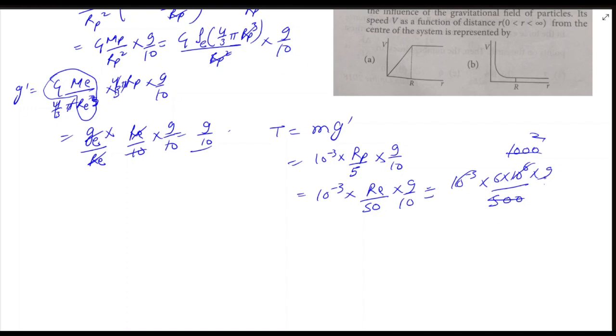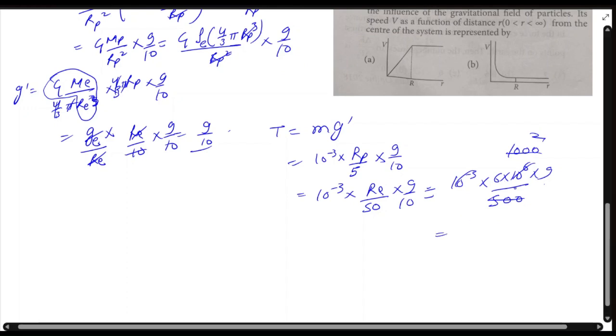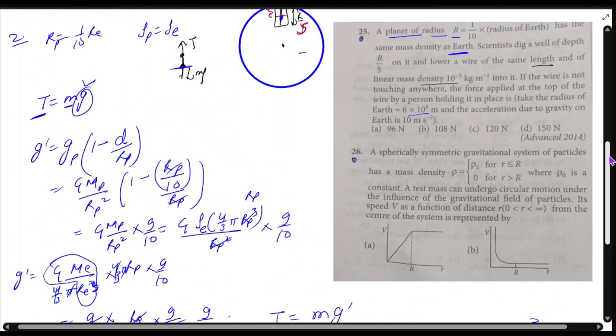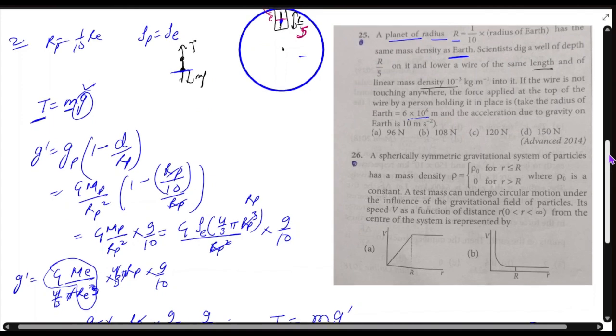So it will be 9 into 6, 54, into 2, it will be 108. Is there an option? Yes. So B will be the option.